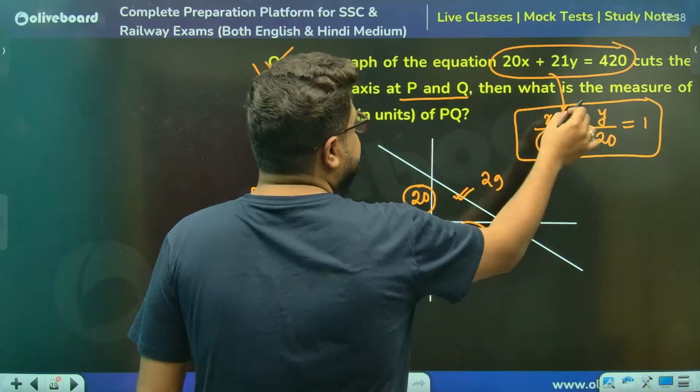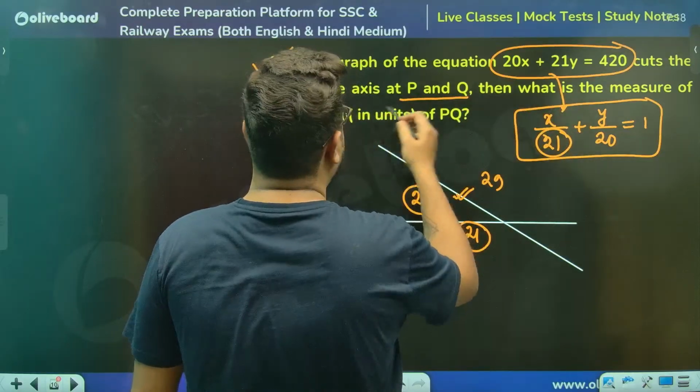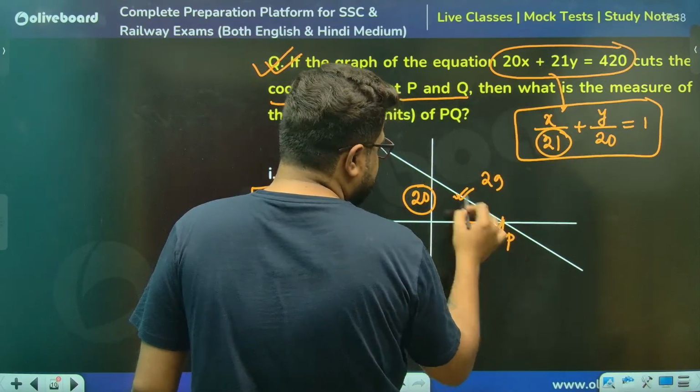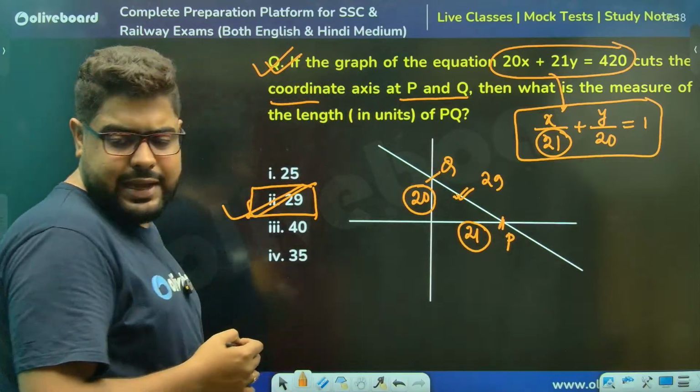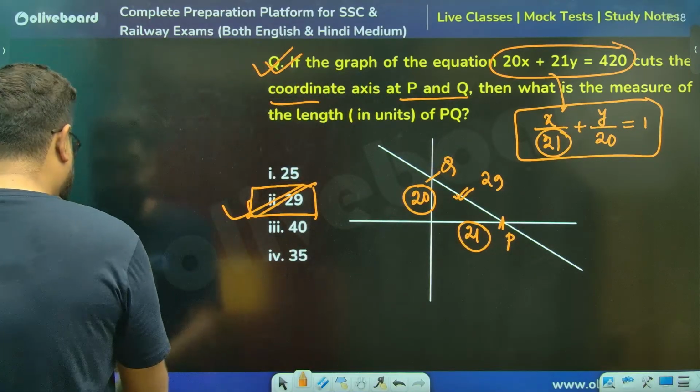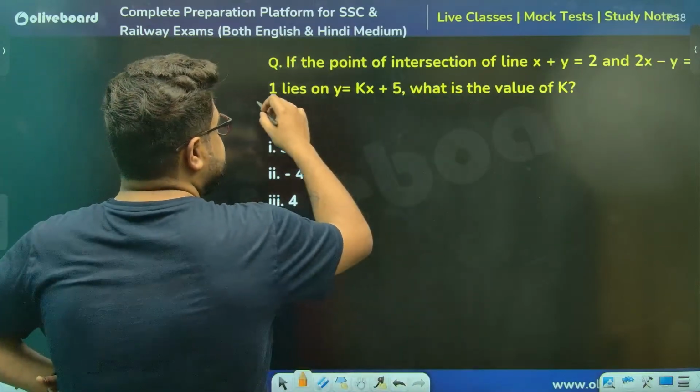They had told you PQ. So let's take this as P and this as Q. PQ means again the same question was there, the very same question. Perfect, everyone.